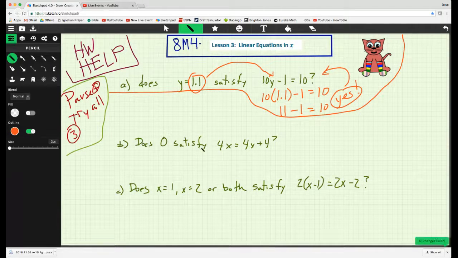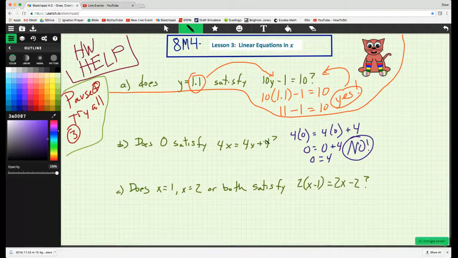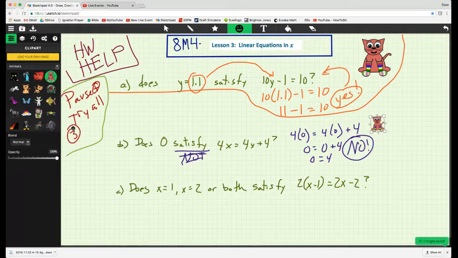All right, does 0 satisfy 4x equals 4x plus 4? Well, let's try it out. 4 times 0. Does that equal 4 times 0 plus 4? Well, 4 times 0 is 0. Does that equal 0 plus 4? Does 0 equal 4? No, it does not satisfy. All right, happy cat there for those of you who got the no.